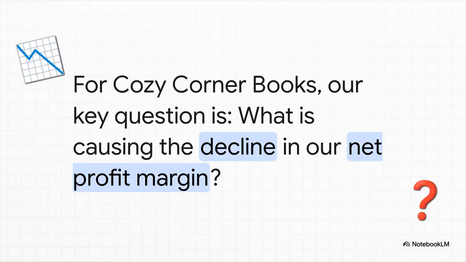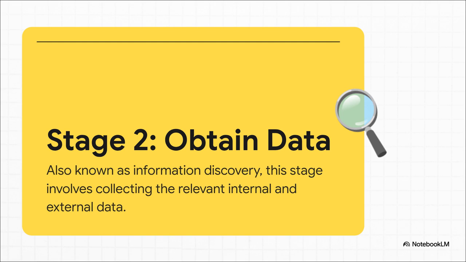So, for our bookstore, the vague problem of declining profits gets sharpened into a focused, measurable question. We're not just looking at profits in general. We are targeting a specific KPI, the net profit margin. Getting this specific is absolutely crucial. So once we've got our question locked in, we can move to stage 2, information discovery. This is where we start gathering our evidence. For Cozy Corner, this means we need to pull all the relevant data, things like sales records, supplier invoices, inventory reports, and hey, maybe even some external data like customer reviews to get the full picture.